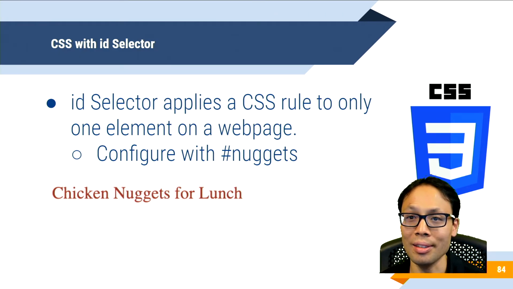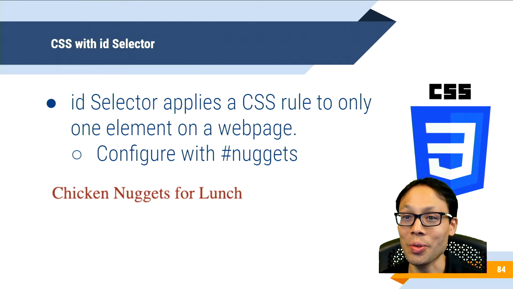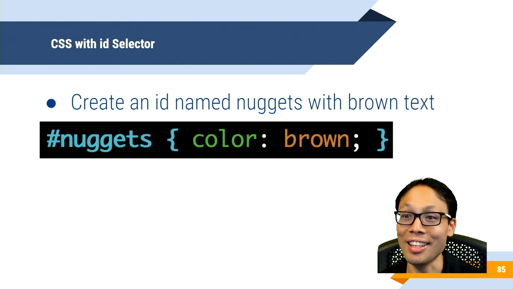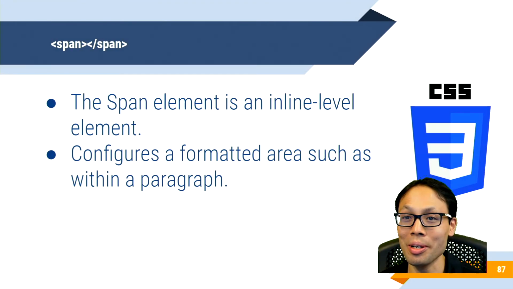Oh, sorry. There's also something called a selector, and a selector applies a CSS rule to only one element on a web page. So let's say you just had one particular element that you wanted to change, and so you created a selector called nuggets. You would use the hashtag. You'd have hashtag nuggets, and then you would have color brown. And so if you wanted to change the text of chicken nuggets for lunch to brown, you could say P ID nuggets, and that would change your text to brown.